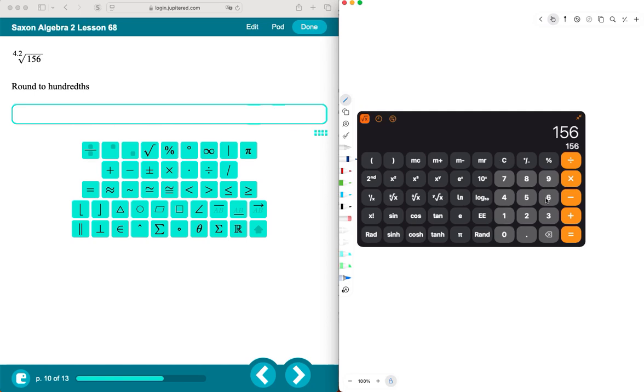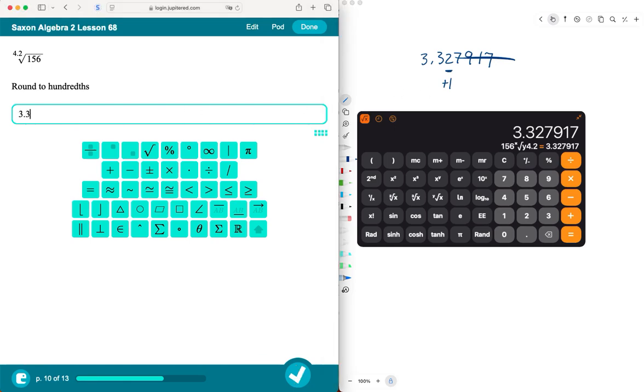So I'm going to type in my x first and then hit this button. So 156 because the x is in the root. And then it wants the y, which is 4.2. And then I hit equal. This is round to hundredths, 3.327917. Hundredths is here. If it's 5 or more, it's more than 4. So we add 1 and get rid of these. So that's going to be 3.33 is my answer. 3.33 is correct. All right. I'm on a roll here.